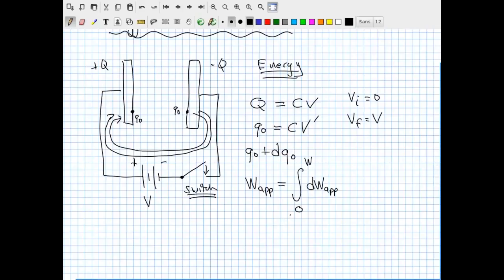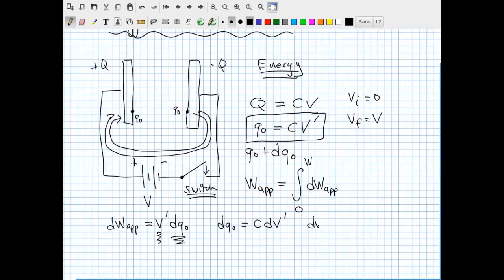All right, well, let's continue with this a little bit. The little bits of work done by the battery are just going to be equal to the little voltage that's set up when we move each little bit of charge, dq naught. And now we have the ability to substitute in for this in terms of something that has voltage in it. We can just use the capacitor equation. dq naught is going to be equal to C dV prime. And that just comes from this capacitor equation up here. So thinking about moving an additional little bit of charge, dq naught, across the circuit and to the other side of the capacitor, if we plug that into the little bit of work that we are doing every time we move a little bit of charge, we wind up with a very convenient equation here, which is just CV prime dV prime.